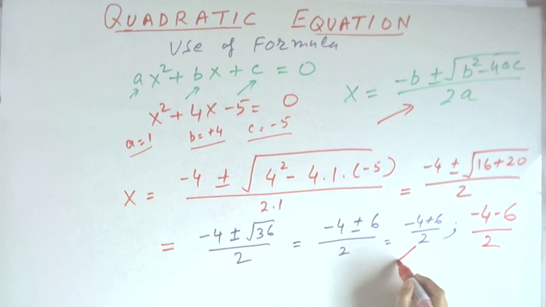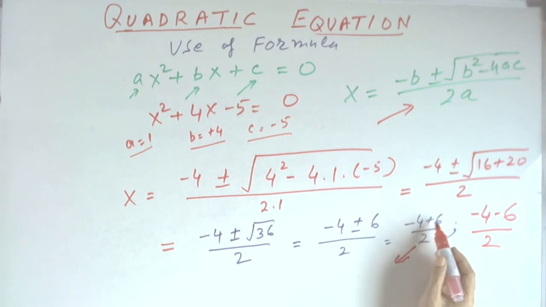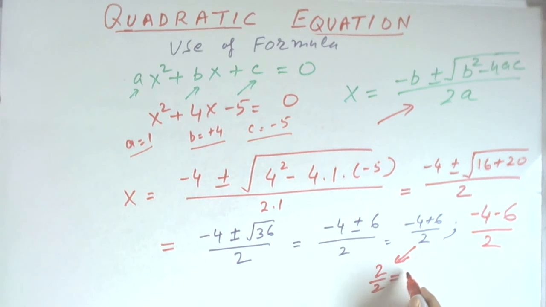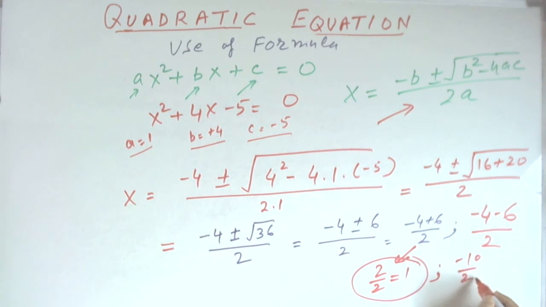So the first root will become 2 over 2, which is equal to 1. And the second will become minus 10 over 2, that is equal to minus 5. Which is what we got in the earlier videos, minus 5 and plus 1. We can substitute the values into the original quadratic equation, and we will see that the quadratic equation is satisfied with both these roots.